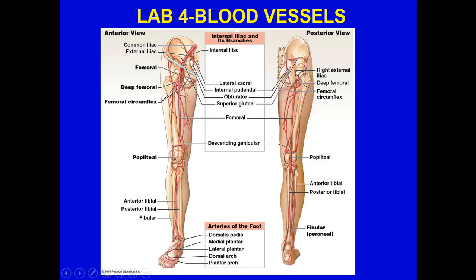So now you have the right external iliac, the deep femoral. You have these branches off of it of the femoral circumflex, and down here is your femoral artery, all the way down past the popliteal, and branches off with the anterior and the posterior tibial, the fibular, otherwise known as the peroneal, and then you get into the arteries of the foot.